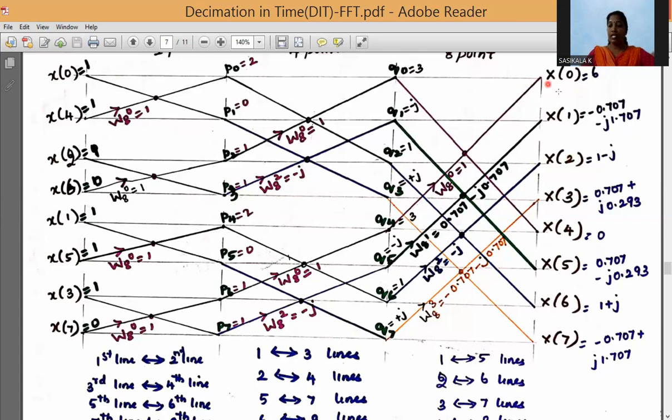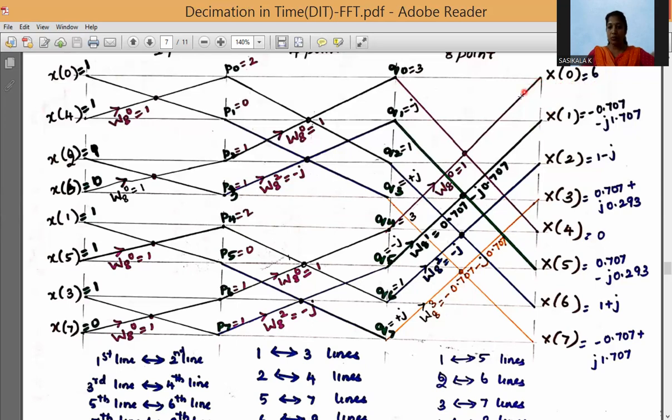And now we need to find the values for x of 0 through x of 7. Now, what is x of 0? For x of 0, the inputs are Q0 and Q4, and W8 power 0 is the twiddle factor. So x of 0 equals Q0 plus Q4 into W8 power 0, which is 3 plus 3 into 1. So 3 plus 3 equals 6. So x of 0 equals 6.